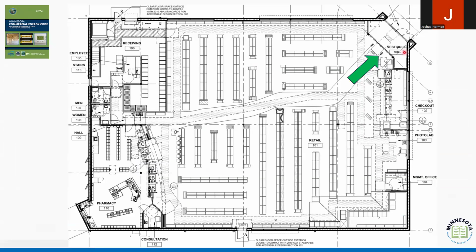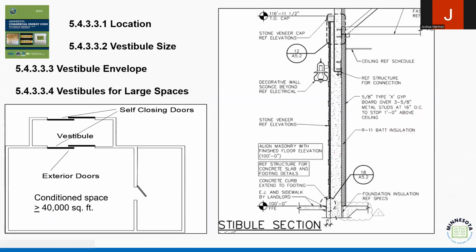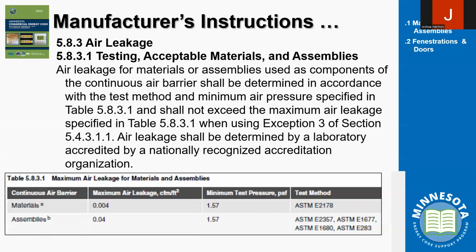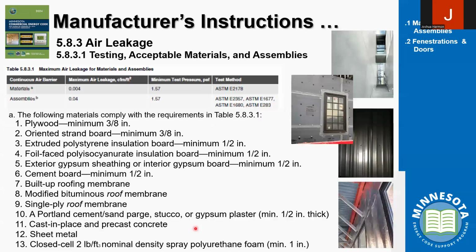Same thing with vestibules. We expect certain types of vestibules to allow for the control of air. That's the whole reason for the vestibule, is to provide a level of air control, right? And we talked about the different types of materials that provide that air resistance quality to it. Again, there's a list of materials.